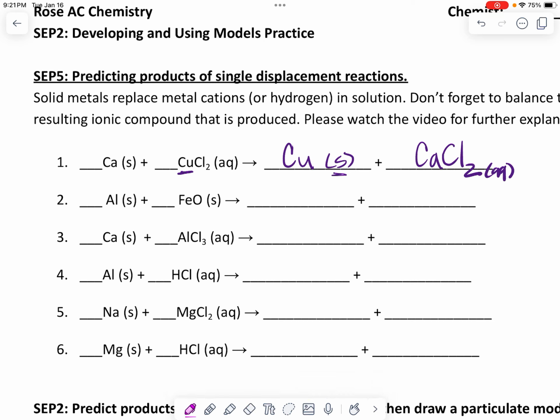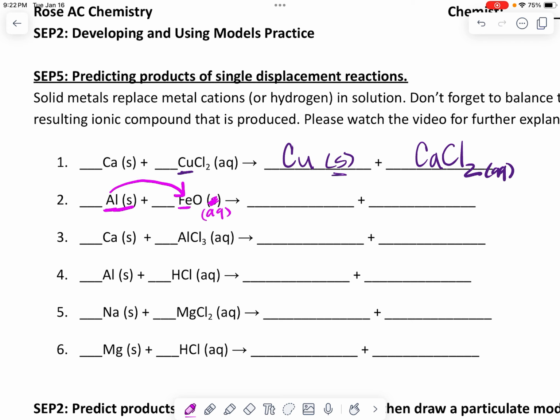All right, so again, we have a single displacement reaction. I know that because I have a solid, aluminum, and then this really would be aqueous. Let's just pretend this was aqueous. If we put it into water, it would dissolve. So sorry about that, I will change that on your handout. So we have a metal, aluminum, and it's going to replace the other metal or the other cation. The cation, the positively charged one, is always written first.